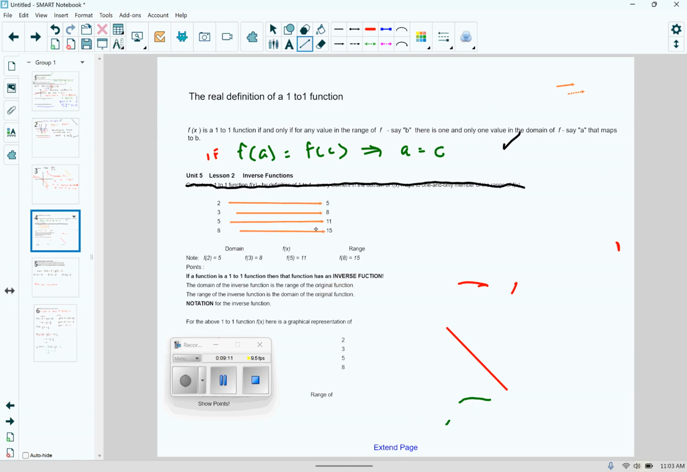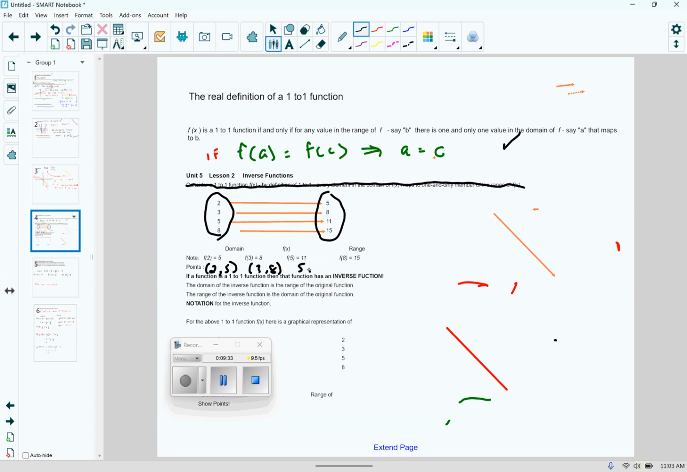These are the domain values right here, and these are the range. I have this mapping, so f of 2 maps to 5. What does that mean? Well, the point here is (2, 5). I can talk about that point, and this point (3, 8), this point (5, 11), and this point (8, 15). Those are points on f. So is this a 1-to-1 function? Yes, indeed, it's a 1-to-1 function, because every range value has one and only one domain value that maps to it.